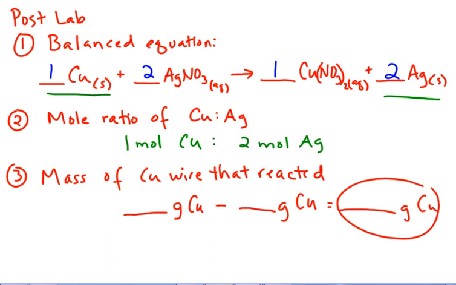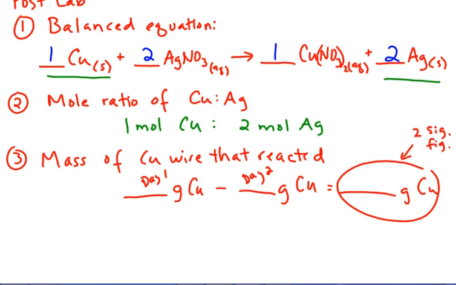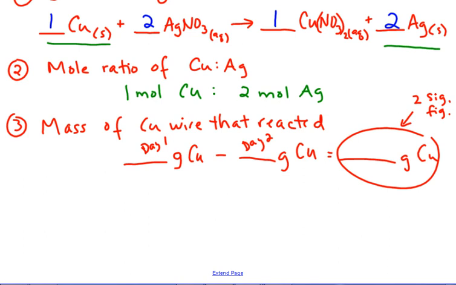So you'll have 2 numbers that come from your data table. This first one right here was the original mass of the copper. So this was the copper on day 1, and this was the copper on day 2. So subtracting those, you should get a mass of copper, and make sure that this is rounded to 2 sig figs. All right, problem number 4. You're now going to find the moles of copper that reacted.